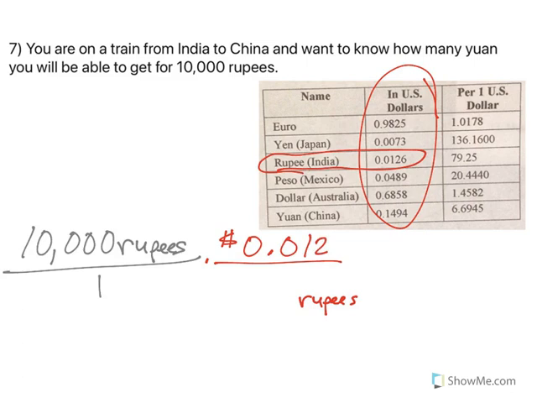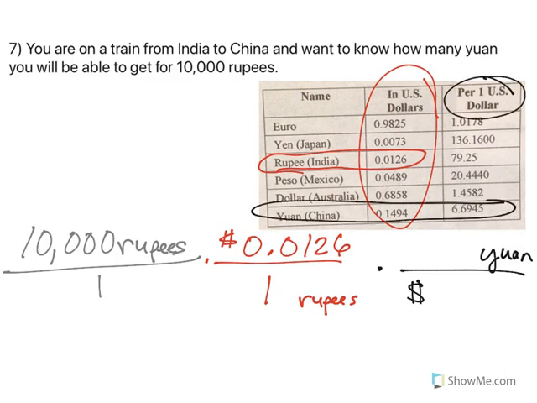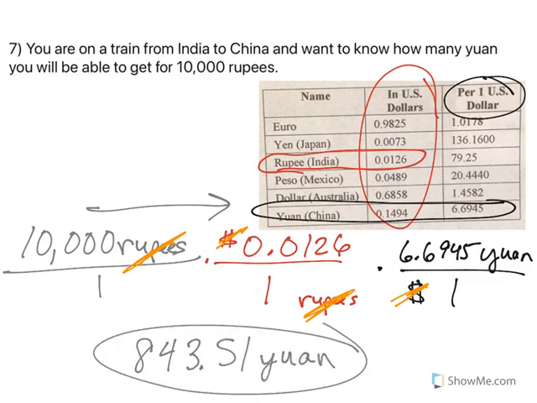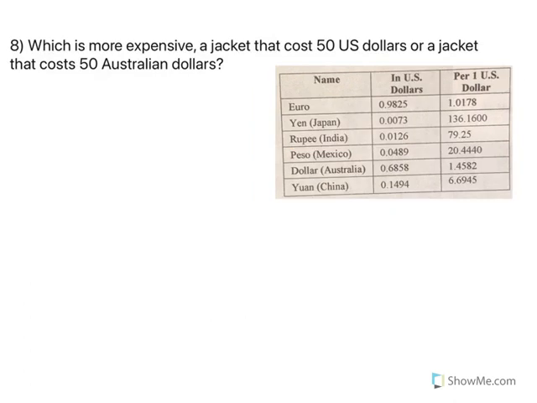So $0.0126 is 1 rupee. And then I can put dollars in the bottom and Chinese yuan in the top. So now I'm looking at per US dollar, find the Chinese yuan. So I have 6.6945 yuan is $1. So my rupees cancel out, my dollars cancel out, and I'm ready to just multiply straight across. So 10,000 times 0.0126 times 6.6945 gives me an answer of 843.51 Chinese yuan. I love those problems. They're just so fun. And let's go one more.